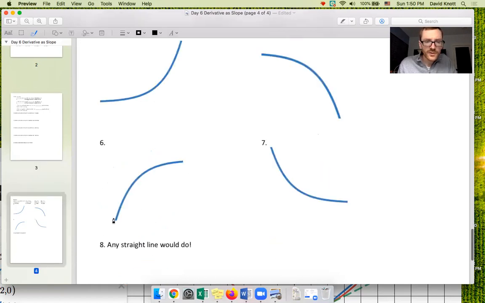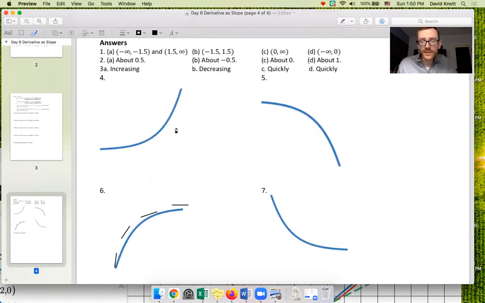If you look, the slopes of the tangent lines are certainly all positive along this region, but yet the slopes are decreasing. Right here, the slope is very steep. It's a very large positive number, and then it's a less positive number and a less positive number. So positive, but decreasing.